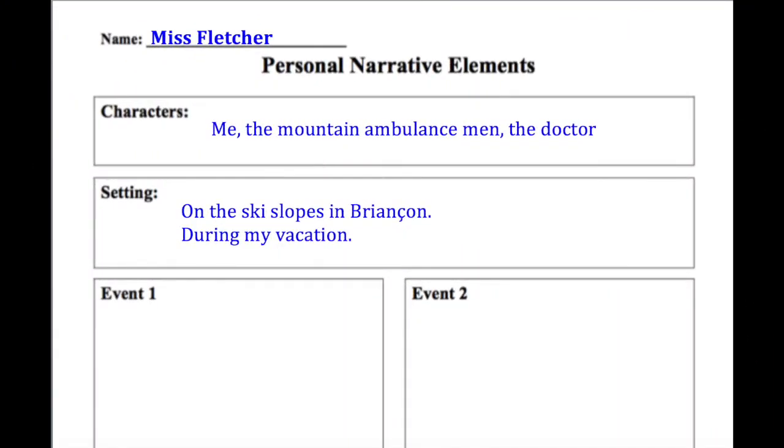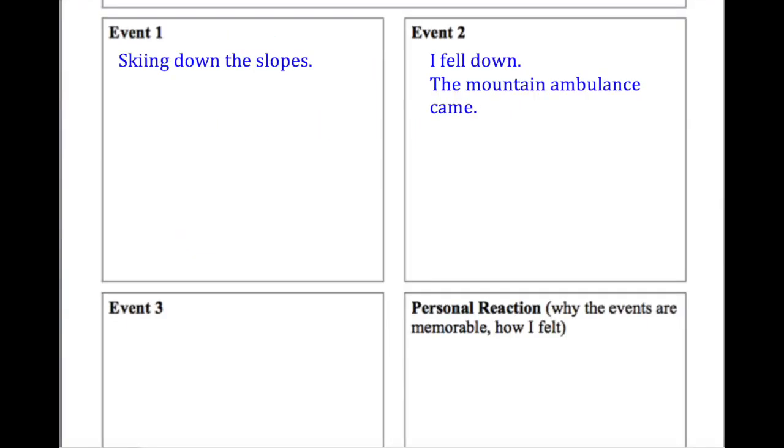The characters in my story about me hurting my knee when I was skiing are me, the mountain ambulance men, and the doctor. And the setting is on the slopes at Briançon during my vacation. The main events are I was skiing down the slopes, then I fell down, then the mountain ambulance came.